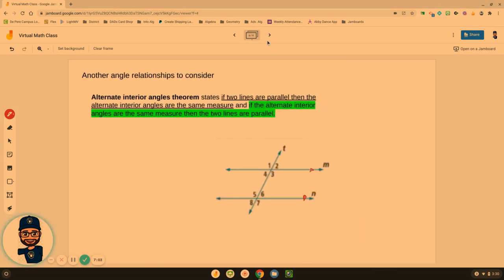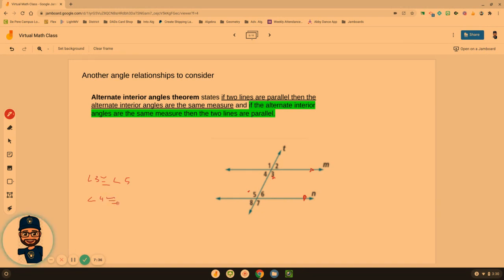The first one is the alternate interior angles theorem. If we know that two lines are parallel, so if I know M and N are parallel, then alternate interior angles are the same. So 3 and 5. They're on opposite sides of the transversal and they're interior. Angle 3 has to be congruent to angle 5, or angle 4 congruent to angle 6.